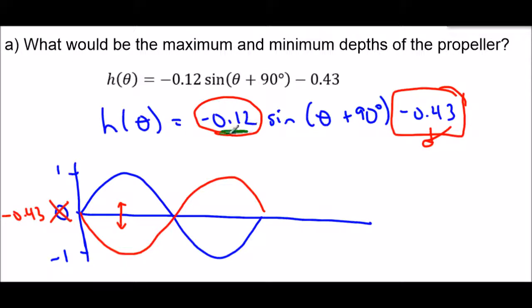So the 0.12 is my new amplitude. So from negative 0.43, I need to go down by 0.12, and I need to go up by 0.12. So if I go up by 0.12, I'm at a value of negative 0.21, and if I go down by 0.12, I'm at a value of negative 0.55.